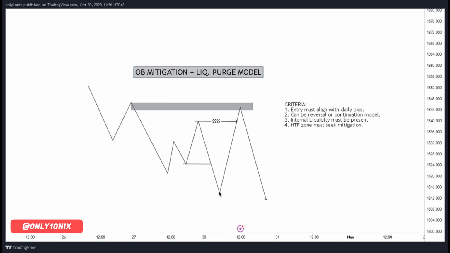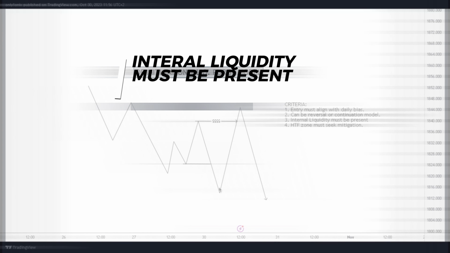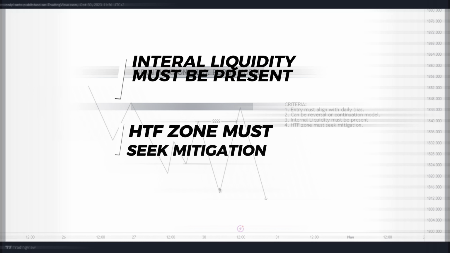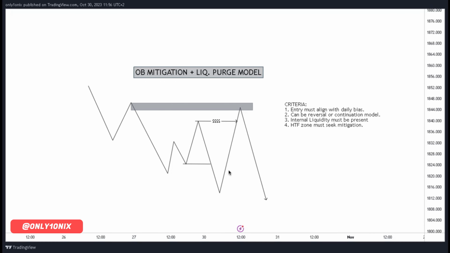So now this is when things get interesting. We have two things, right? Two crucial points that make our criteria very valid. The two most important are that internal liquidity must be present and that the higher time frame zone must seek mitigation, right? We know where the market is going. So if the market sells and then changes and buys, we know where the market is going. It is clear where the market is going because there's a higher time frame zone that needs to be mitigated. We need a higher time frame zone, whether it's a supply or demand zone, that needs to be mitigated.